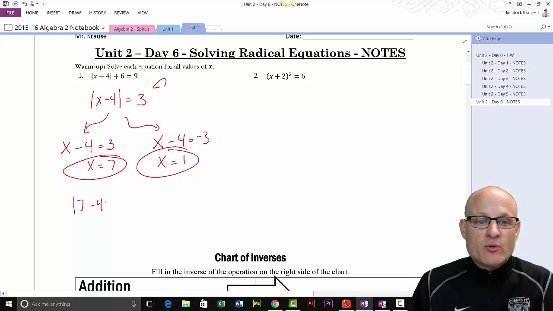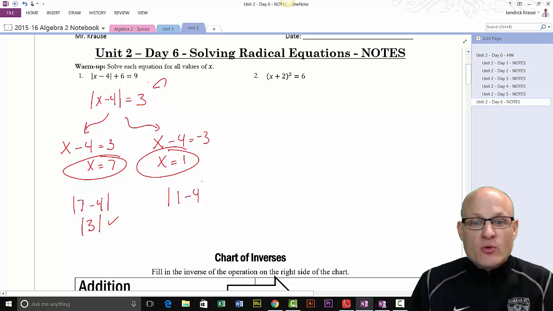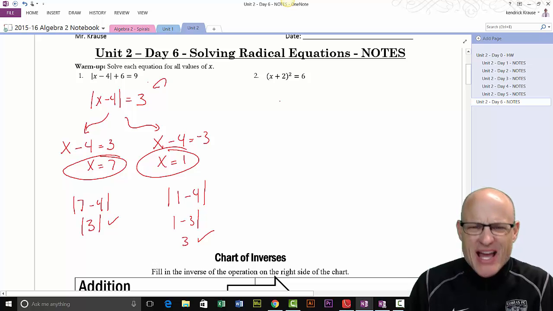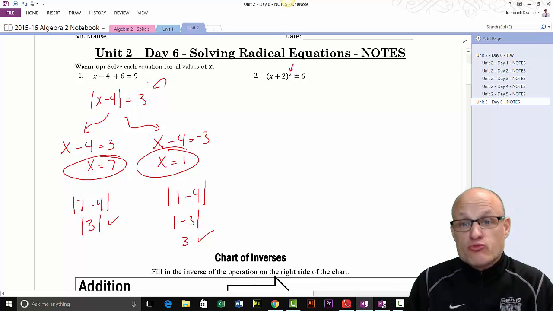7 minus 4 is 3. Yes. 1 minus 4 is the absolute value of negative 3, which is 3. Yes, done. Check. Nice. Check your answers.